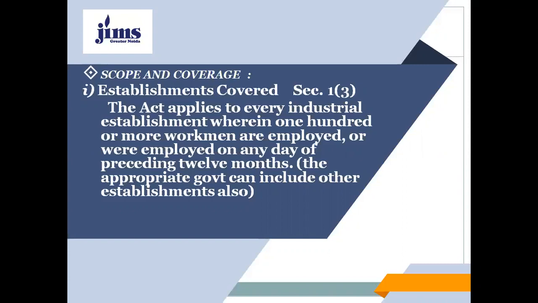Establishments which are covered under this act: the act applies to every industrial establishment wherein 100 or more workmen are employed or were employed on any day of the preceding 12 months, and the appropriate government can include other establishments also. So the Industrial Employment Standing Orders Act will apply to every industrial establishment wherein 100 or more workmen are employed or were employed in the preceding 12 months. And apart from these establishments, if the appropriate government feels that there are certain other establishments to which this act should apply, the appropriate government can do so.